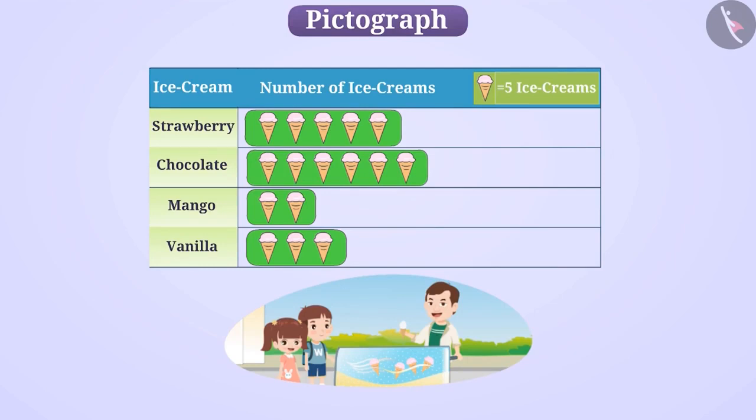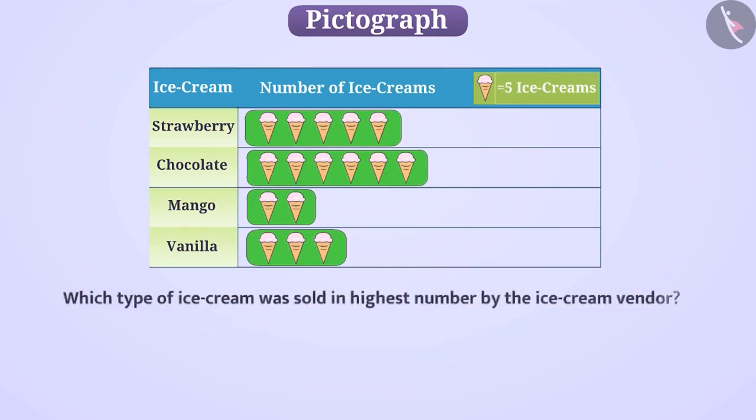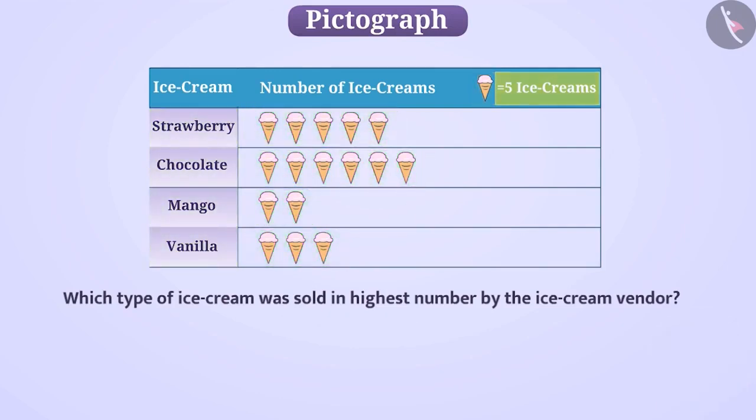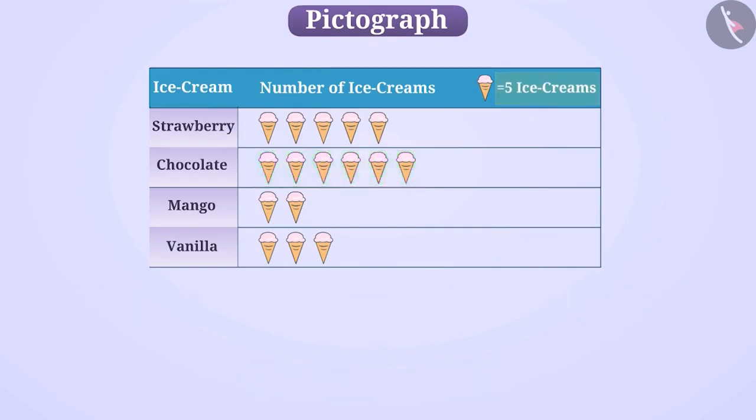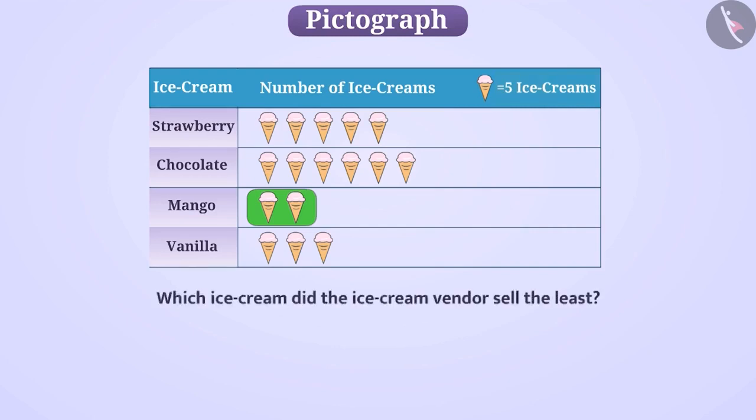Like, can you tell me which type of ice cream was sold in highest number by the ice cream vendor? Think for a while. Correct. Here, maximum images are drawn in the row of chocolate ice cream. From this, one gets to know that the ice cream vendor sold the chocolate ice cream the most. Similarly, here we also see that least number of images are drawn in the row of mango ice cream. So, we can say that the ice cream vendor sold the mango ice cream the least.